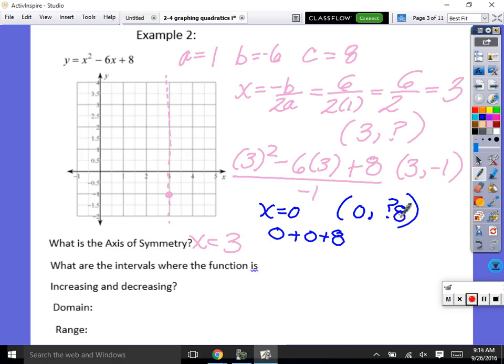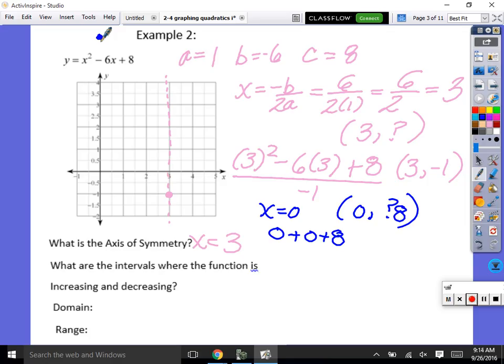So we're going to plot that y-intercept, over 0, up 8. Oh, this graph didn't fit that very good. Okay, so up here somewhere, crossing at 8. And then let's find 2 other points. This time, let's solve it by factoring real quick.